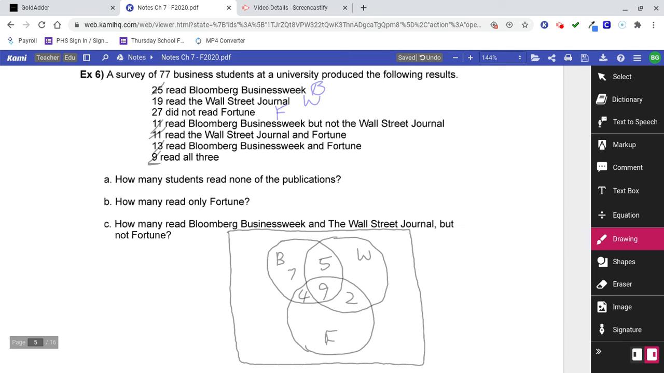Now let's go back and do the 19. 19 read Wall Street Journal. So that means 19 has to be in this circle right here. I've already got 14 plus 2 is 16. I've got 16 showing. 16 plus 3 is 19.